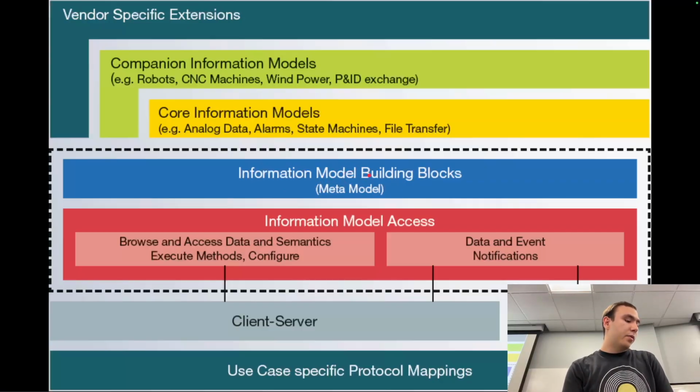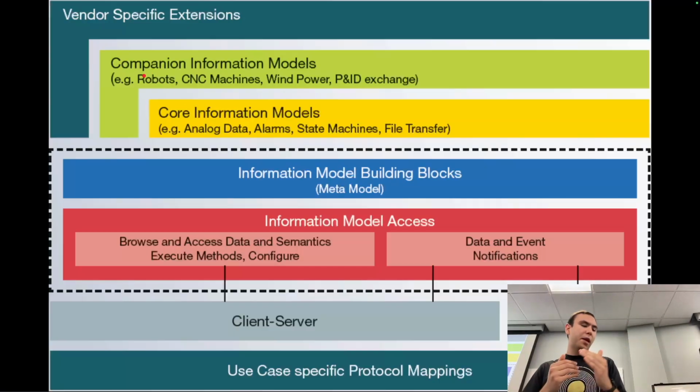And then you have these information modeling building blocks. Again, I think it's an XML on top of all of this other config stuff that defines more of this context. And then finally, you have core information modules. Think of them as functions or classes. So you have your core stuff with analog data. If you want to have an alarm, there's basically an alarm class that does all this basic stuff for you. And then they have companion information modules, which are a step above the core.